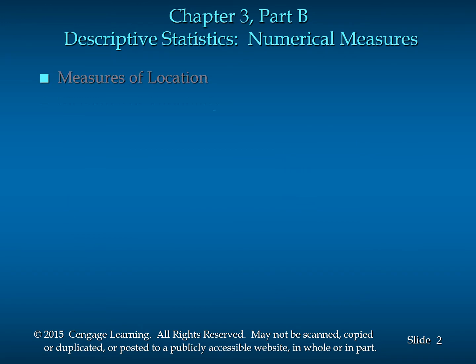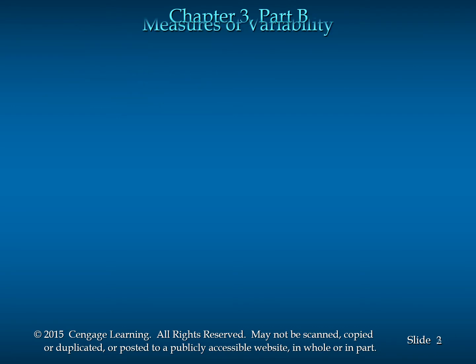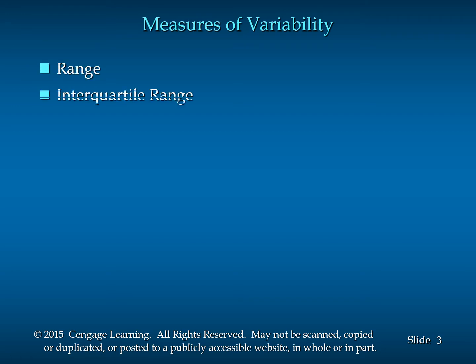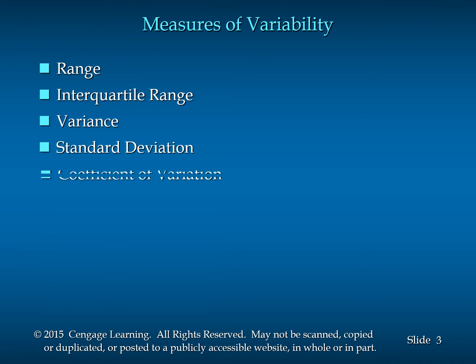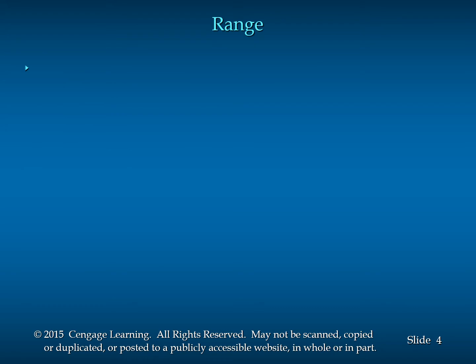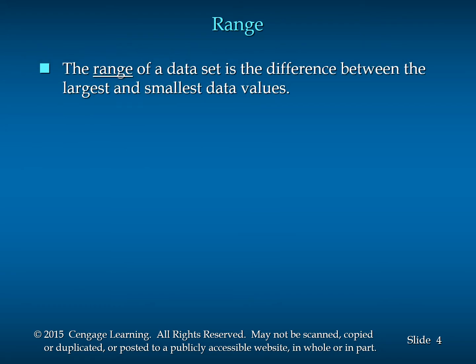Continuing our study of descriptive statistics, let's look at measures of variability. We will review range, interquartile range, variance, standard deviation, and coefficient of variation. The simplest measure is the range, calculated by subtracting the minimum value from the maximum value.